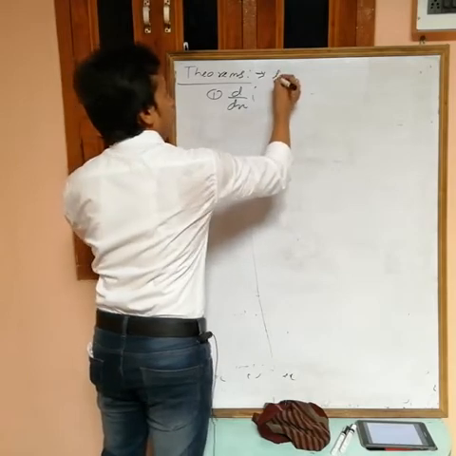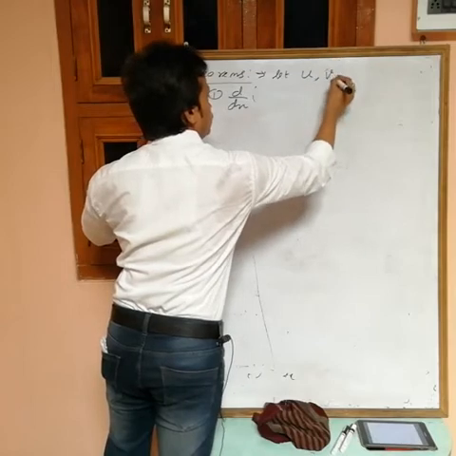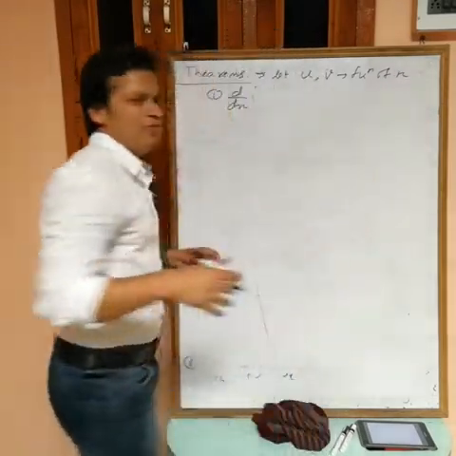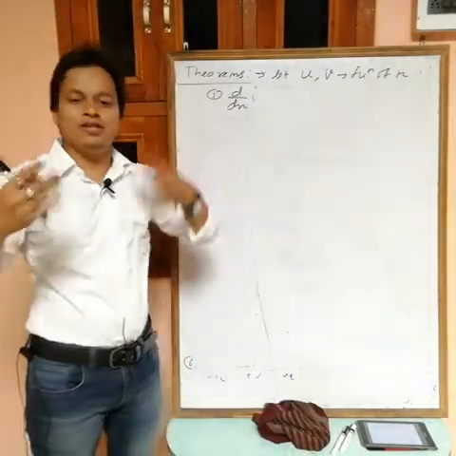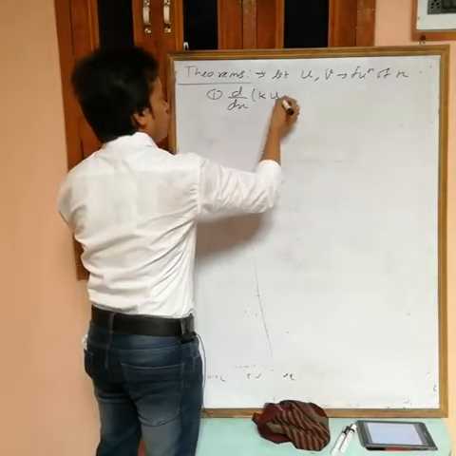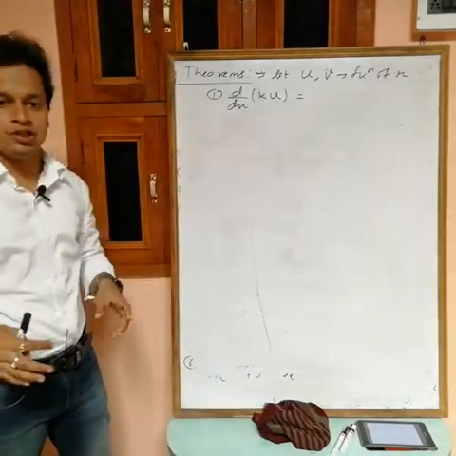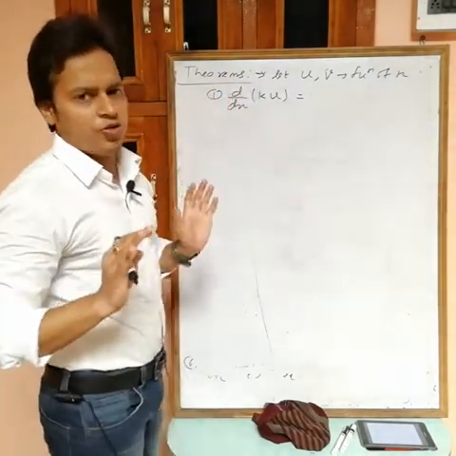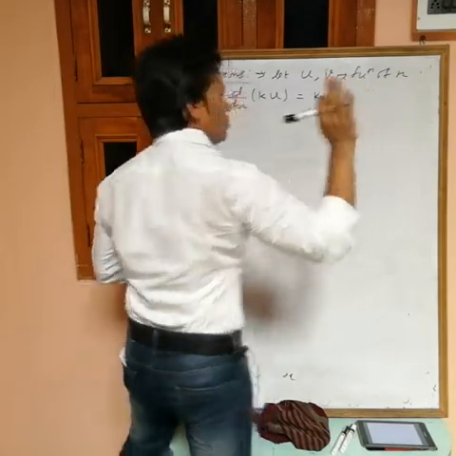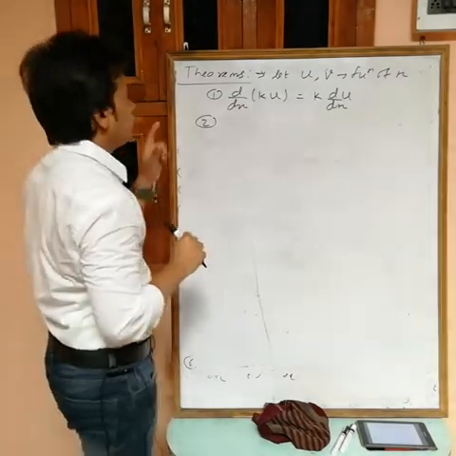For simplification, let u and v be functions of x. Suppose u and v both are functions of x. If I take w also, that is also a function of x. So if you want to differentiate k into any function of x, suppose u is any function and k is constant, and you want to differentiate this one, then you can write the constant outside the differentiation. So just write the constant outside and differentiate u. So du by dx. Okay, simple. This is the theorem. Don't ask for proof.